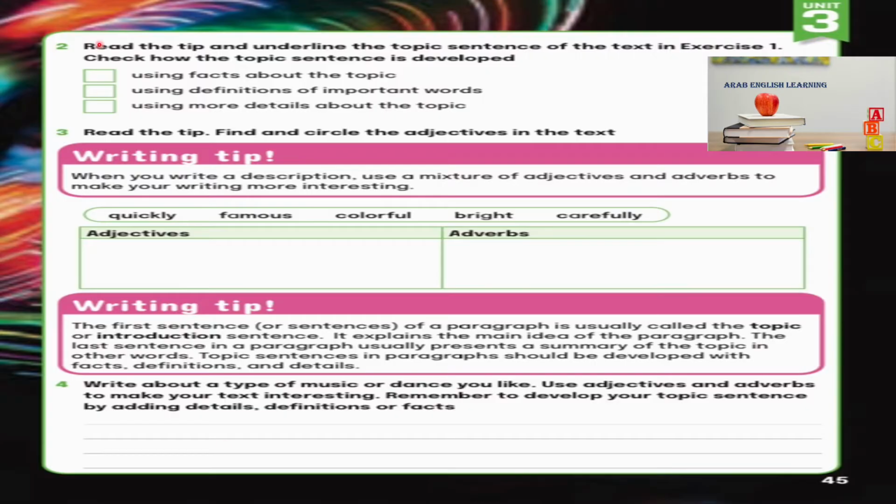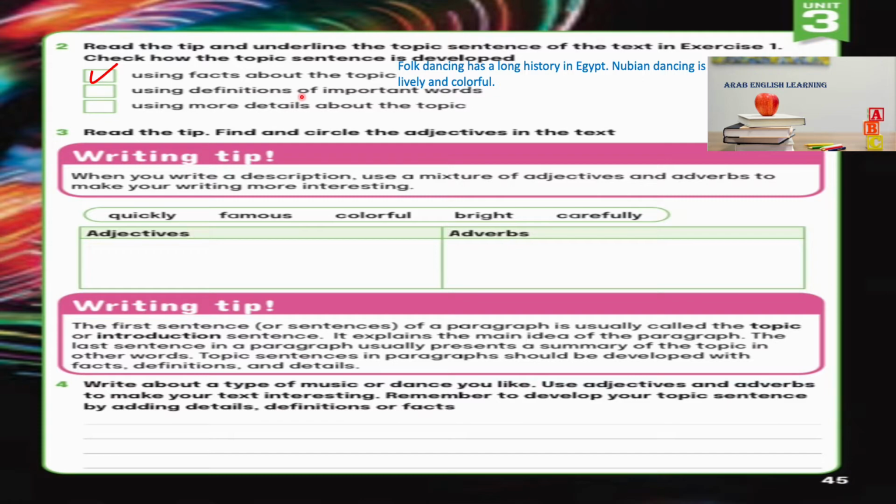Page 45 is exercises about how you use the adjectives in writing. So exercise 2, read the tip and underline the topic sentence of the text in exercise 1. The topic sentence is the sentence that gives you the whole idea about the text. Check how the topic sentence is developed. So first, using facts about the topic, they talked about folk dancing has long history in Egypt, and Nubian dancing is lively and colorful.